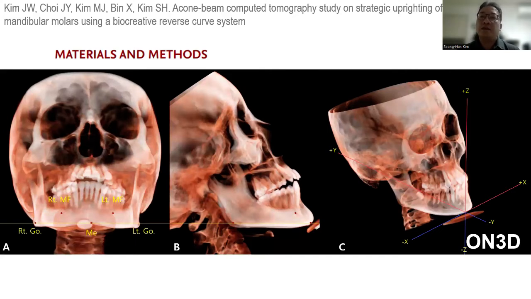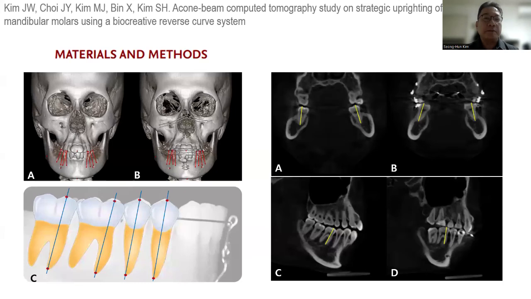This is the coordinate system used in this study. Menton was set as the origin, and right and left gonion and mental foramen were used to set the coordinate system. These points were regarded as the points that do not change before and after treatment. CBCT images were reoriented with these reference points using 3D software.